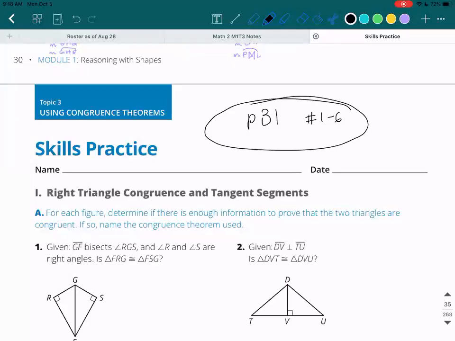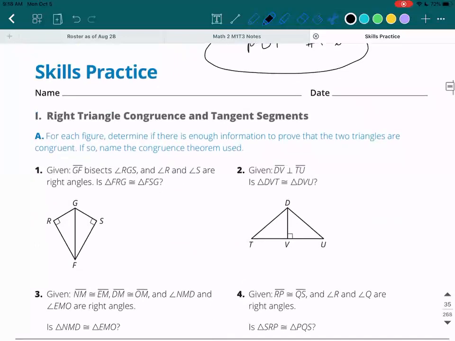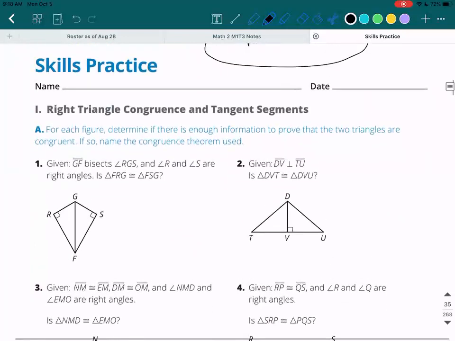Okay, so we are on page 31 in our skills practice textbook. We're going to do numbers 1 through 6 over here. We're going to deal with right triangle congruence and tangent segments. For each figure, determine if there is enough information to prove that the two triangles are congruent. If so, name the congruence theorem used.